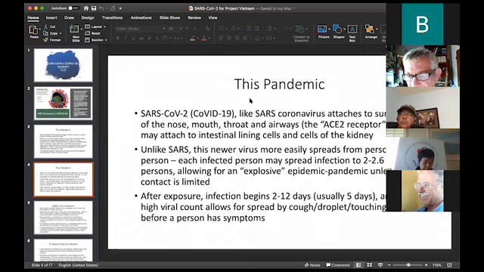After exposure, the symptoms usually begin anywhere between 2 and 12 days, but usually about 5 days after infection. And there's a high viral count in the nose, upper respiratory area, so that cough, droplet, touching, even before a person has symptoms, will transmit the virus.